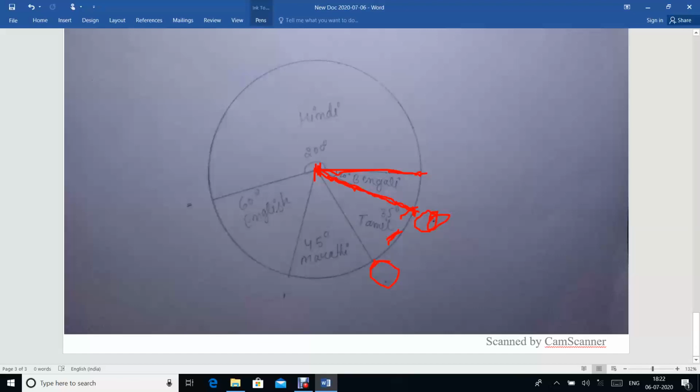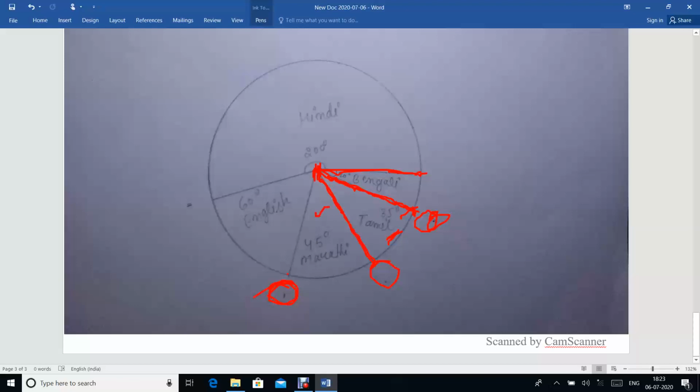Now you have to make 45 degree for Marathi language. This time you have to put your protractor on the 35 degree angle line, and after putting your protractor on this line, you have to measure a 45 degree angle. Here will be the 45 degree angle. After that, you have to draw a line from this center point to the point on the circle according to the 45 degree angle. Now this will be the 45 degree for Marathi.